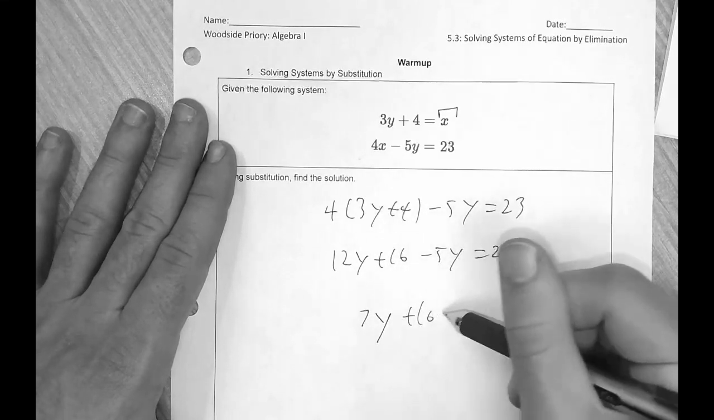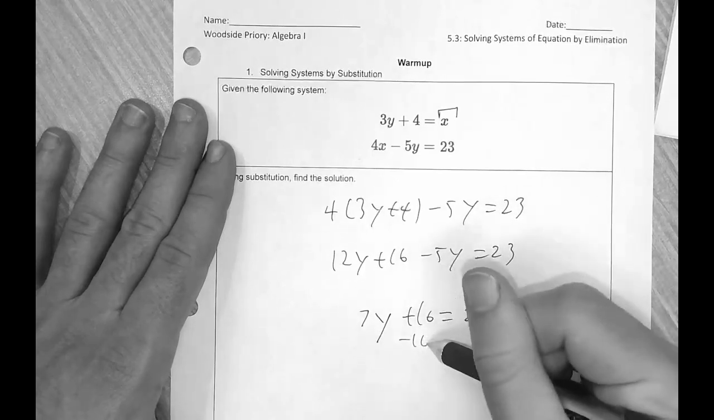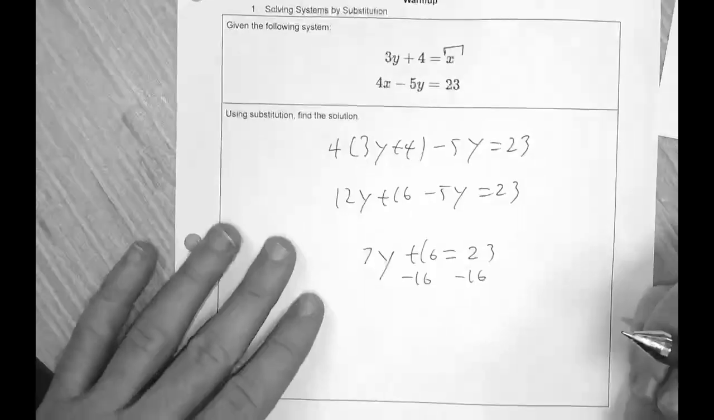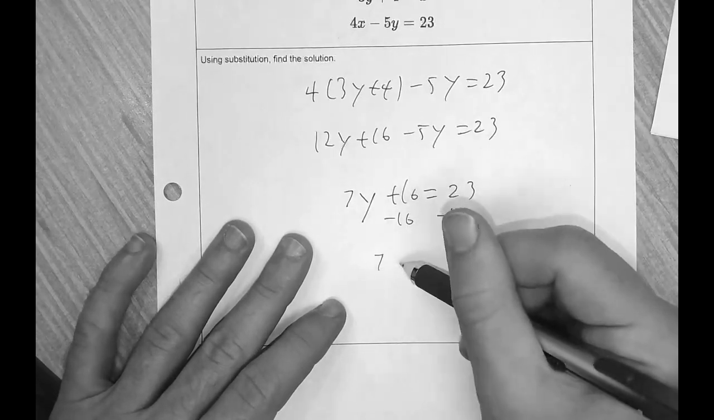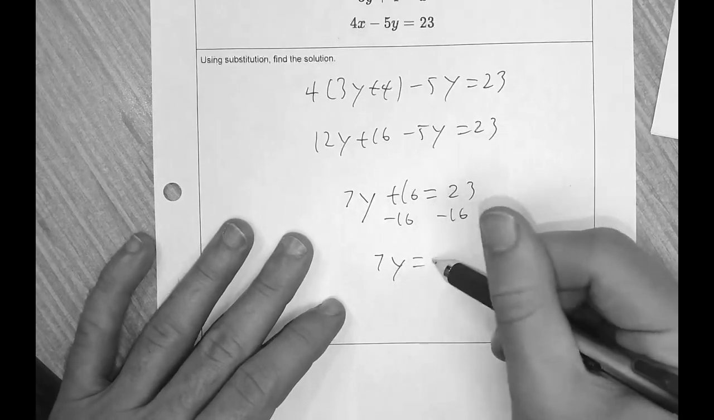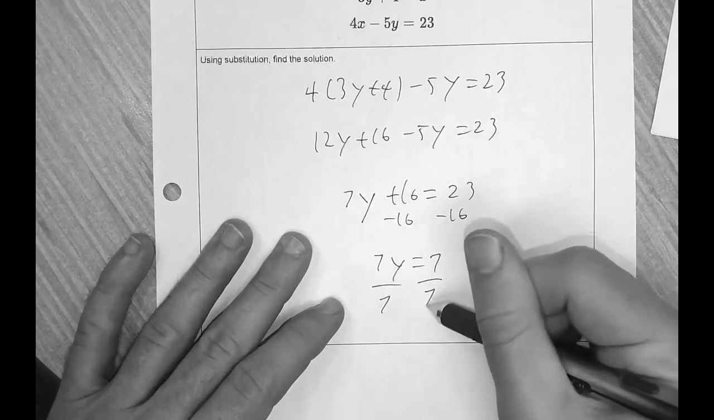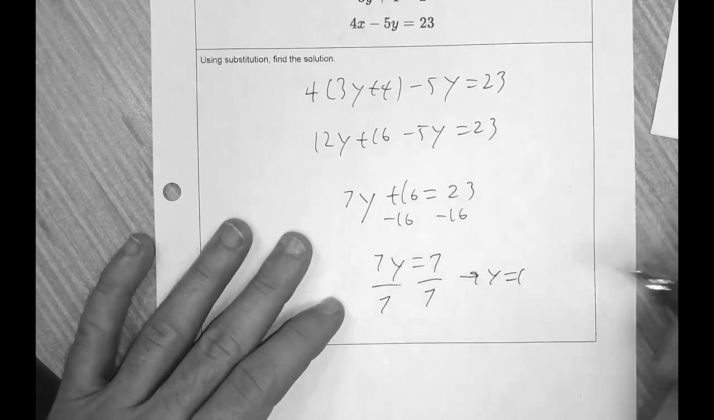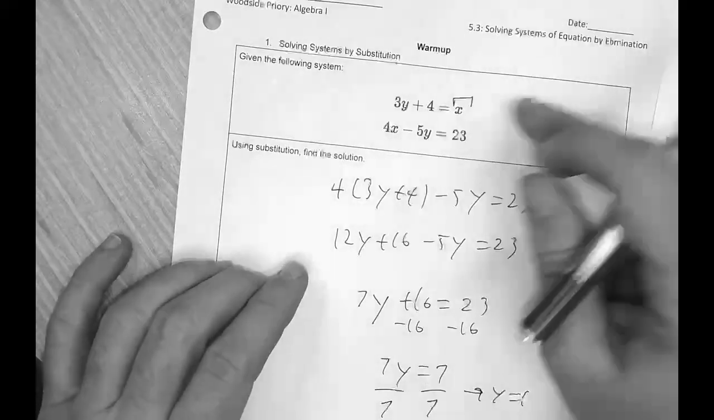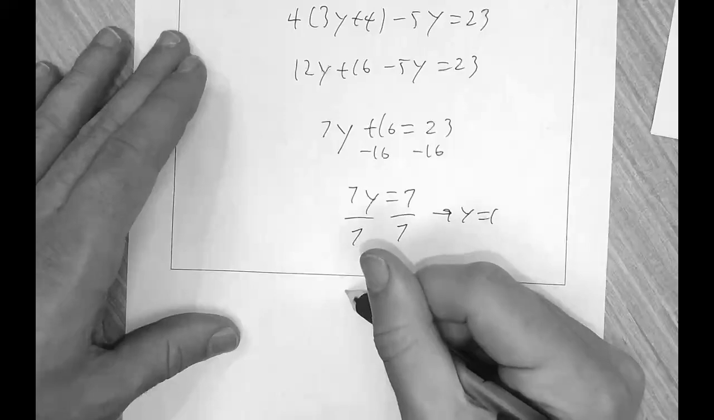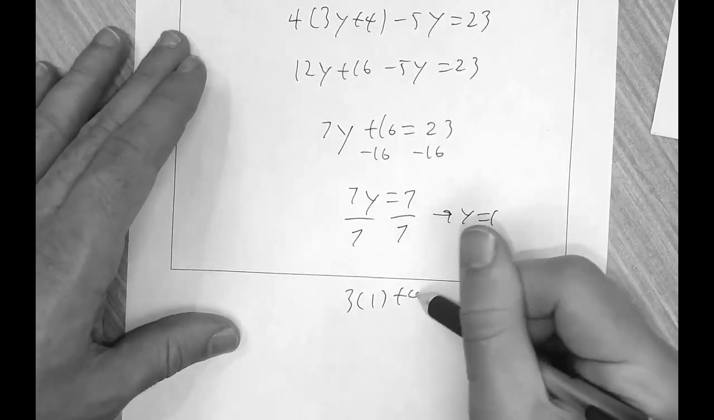Plus 16 equals 23. We're going to subtract 16 from both sides. And we're going to get 23 minus 16 is 7. So 7y equals 7. Divide by 7 both sides. So y equals 1. Okay, so if y equals 1, we can take that value, plug it back into the original here. So we can do 3 times 1 plus 4 equals x.